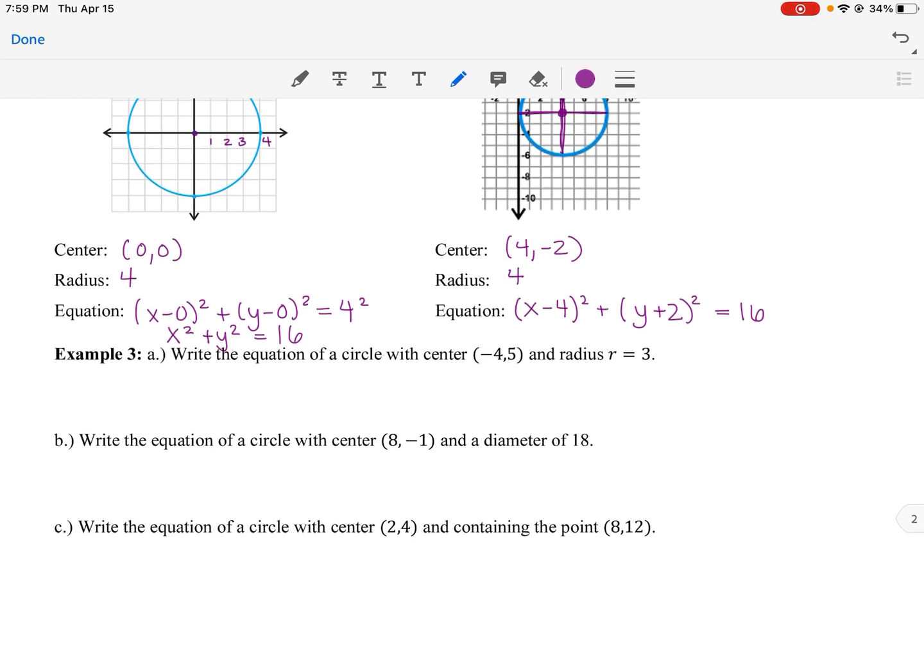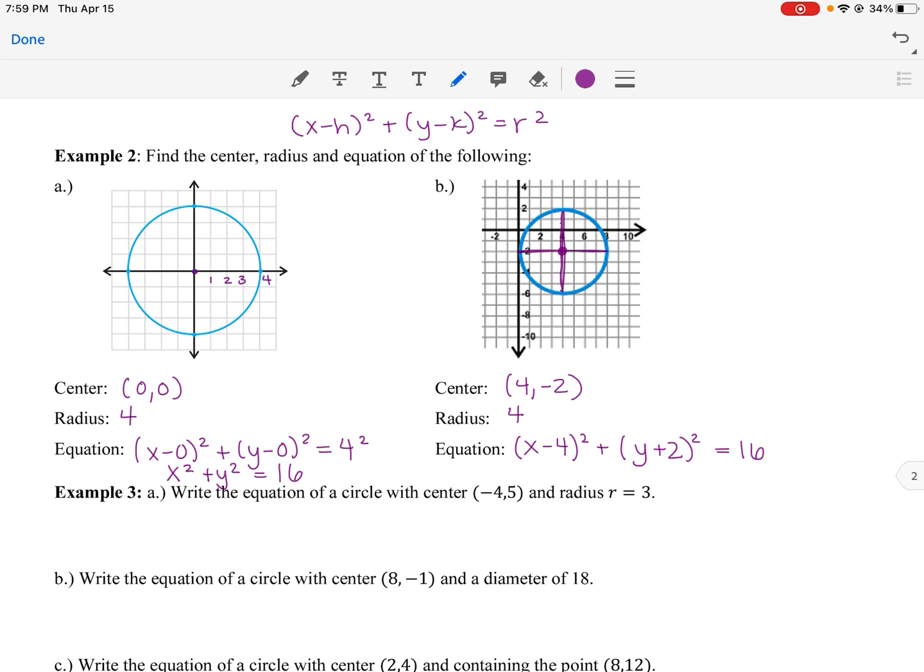Okay, let's keep going. What if you have a center of negative 4 and a radius of 3? Go ahead and try to write that one yourself. Here you'd have x plus 4, because the opposite, right? Plus y minus 5 squared equals 3 squared, which is 9. Okay, let's go to another one.